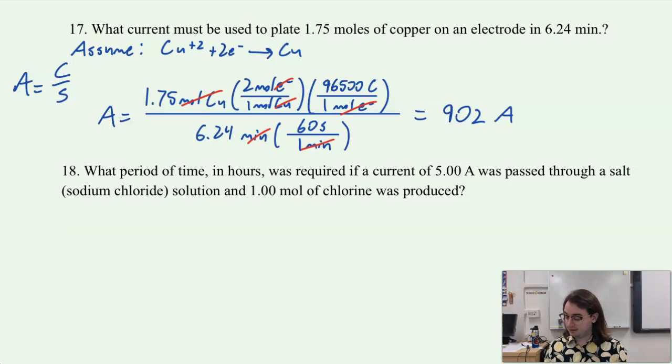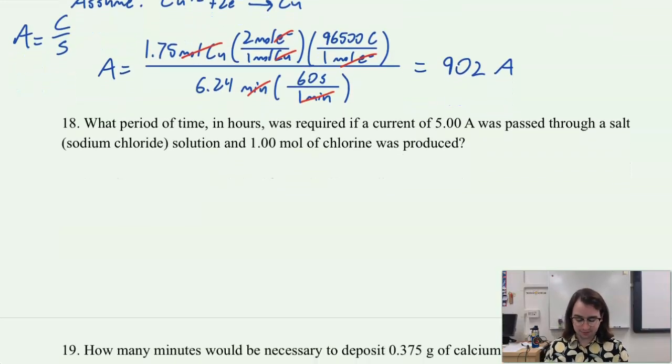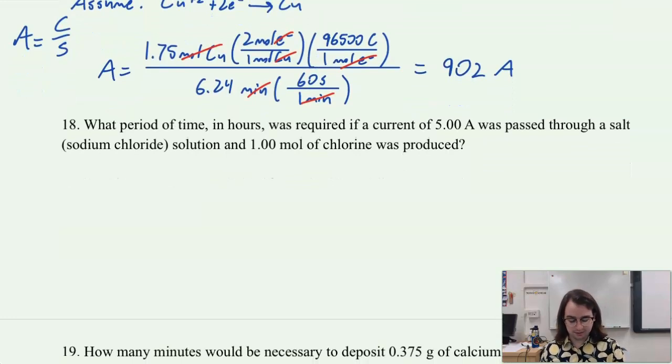So let's look at 18. 18's a little different this time. We are now looking for time and we are given other things. So it says, what period of time in hours was required if a current of 5 amps was passed through a salt or sodium chloride solution and 1 mole of chlorine was produced?